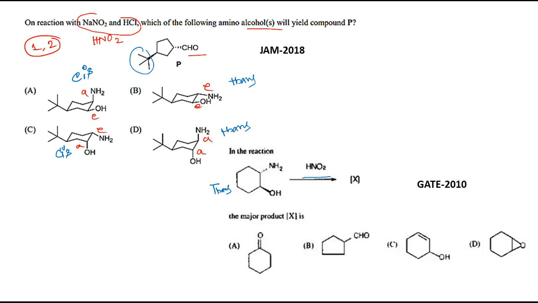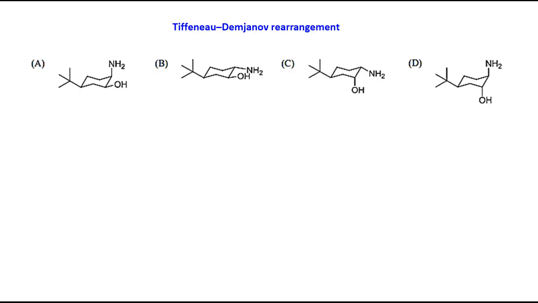In presence of HNO2, same reagent NaNO2 HCl, we have to find the structure of the major product X. Now these two questions are basically similar. So what I will do, I will take the 4 molecules given in the first question, A, B, C, D, and when we apply the reagent HNO2, what will happen? We will try to see that. So this is Tiffeneau-Demjanov rearrangement. This rearrangement is not only for this substrate, the substrate may vary. So in this case, we will see what is happening.